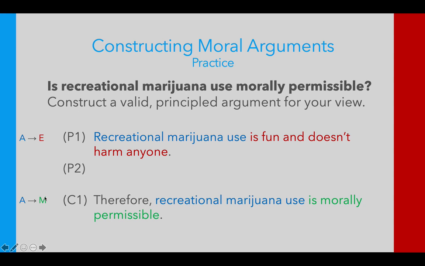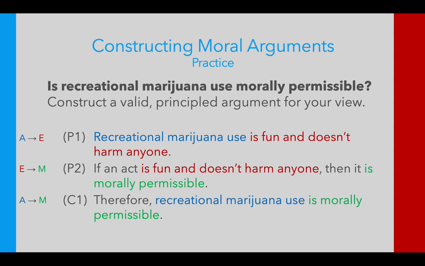What's the missing premise? The missing premise is E arrow M. That's the premise I need to validly get from A to E, E to M. That gets me A arrow M. So that's the premise I need, and then I just need to turn that into a sentence. So remember, our principle will start out, if an act has property E, then it's got property M. So if an act is fun and doesn't harm anyone, then it's morally permissible. Boom. There's our argument. It's valid.